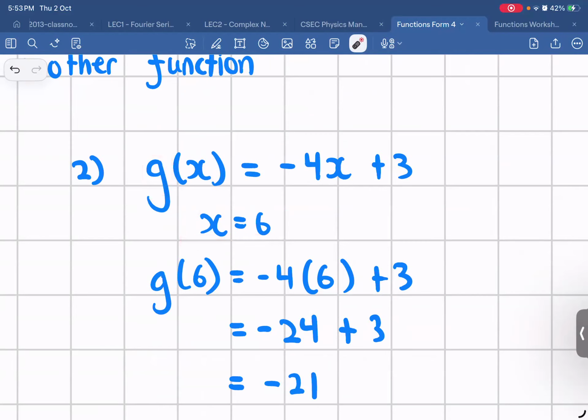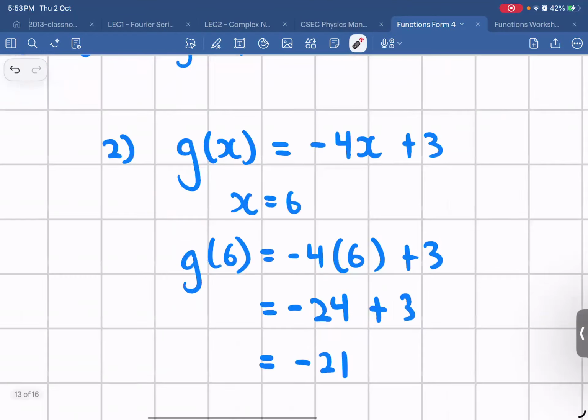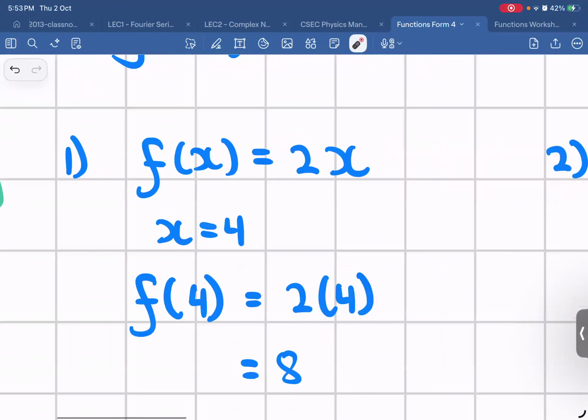Do you know? Can't remember. It's on the screen. What did we replace X with? 6. Right, so we put 6 into the function. It was originally X, but we replaced that with 6. Understand? Yes, sir. Okay, let's look at this example.